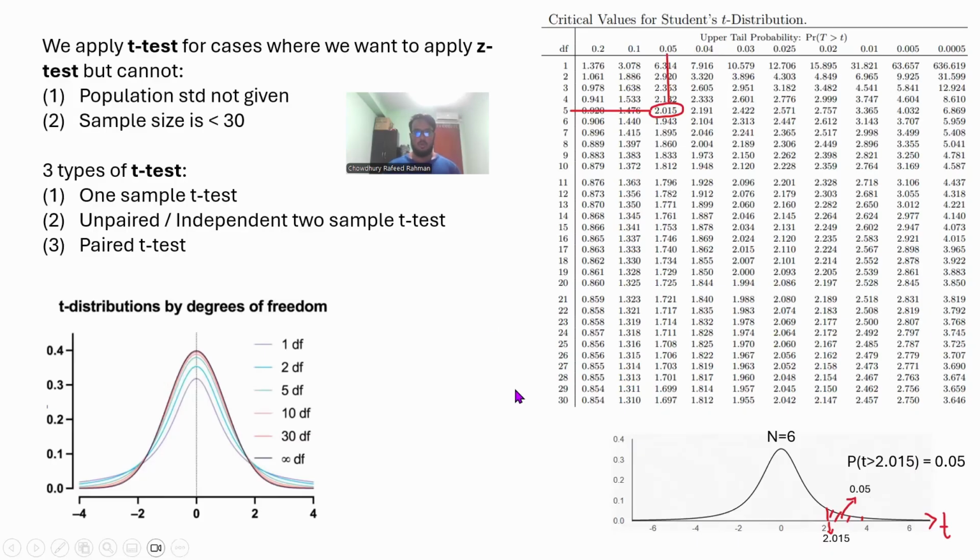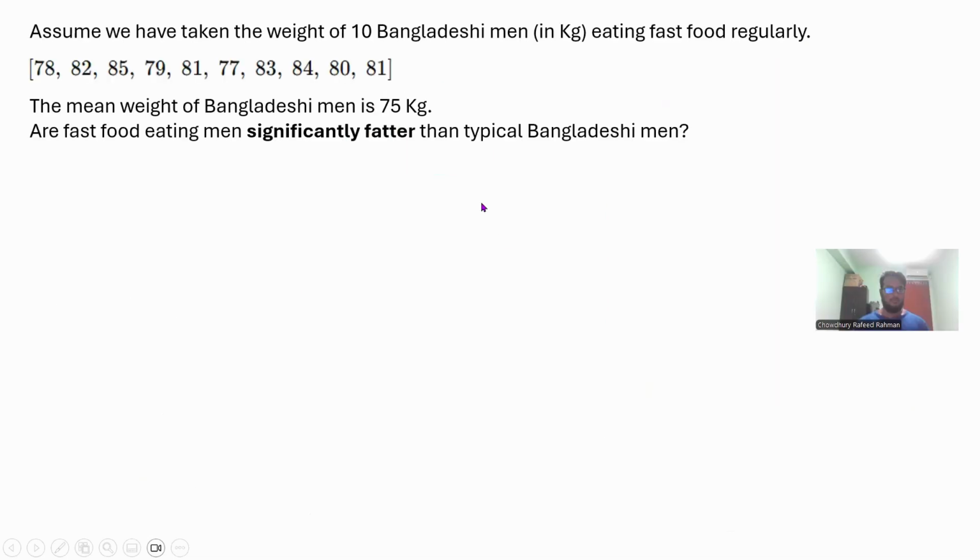Now that you know how to read from the table, we can solve some questions and see the 3 variations of t-test with concrete examples. So here is the first example. Assume we have taken the weight of 10 Bangladeshi men in kg who eat fast food regularly, and these are their weights.